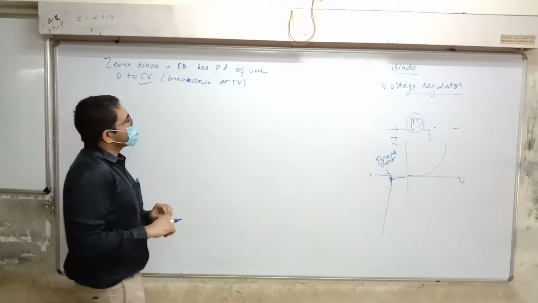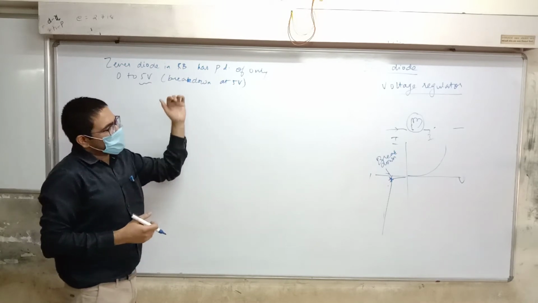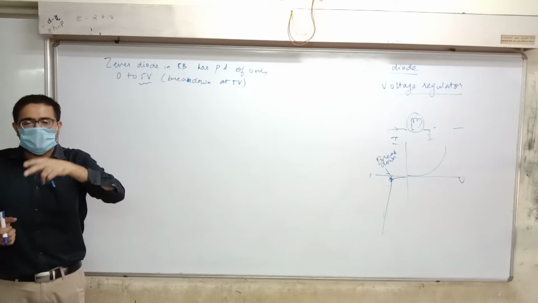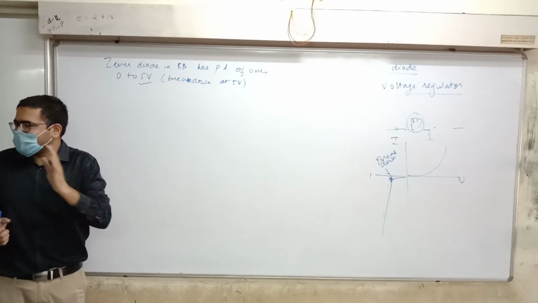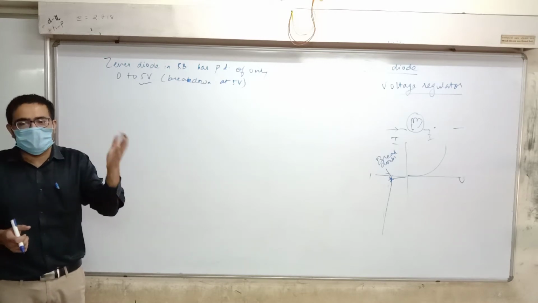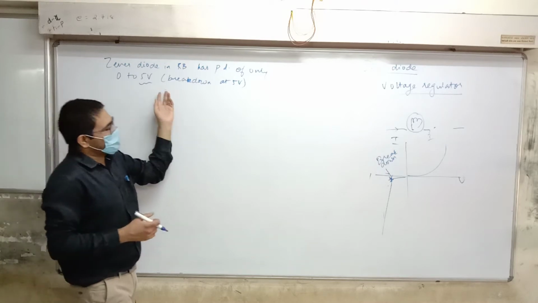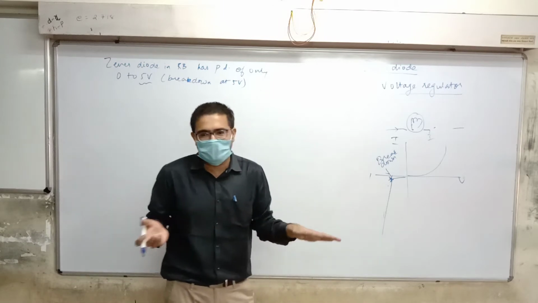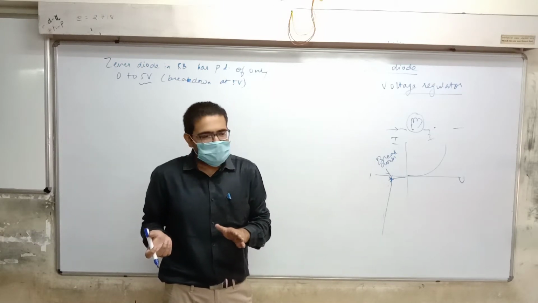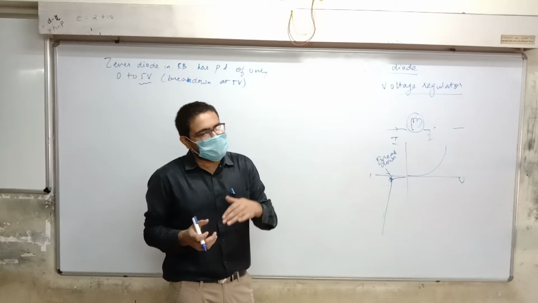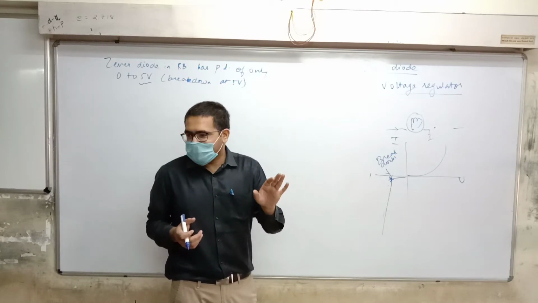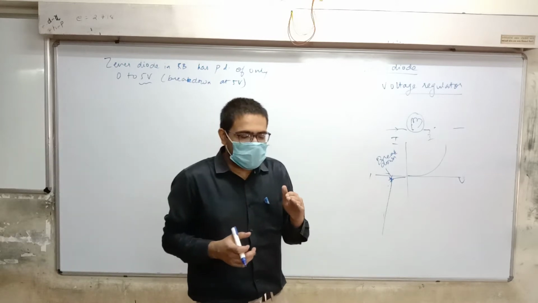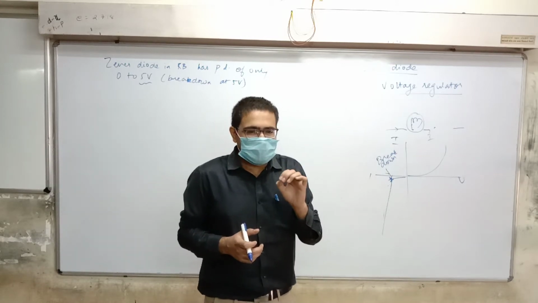It breaks down at 5 volts. What does that mean? When you connect a Zener diode in reverse bias, what can its voltage be? It can be anything between 0 and 5, but it can never be more than 5. Because at 5 volts it will break down and the current will increase tremendously, but the voltage will not change. Basically, it's not that it never increases beyond 5, but it will increase very little.